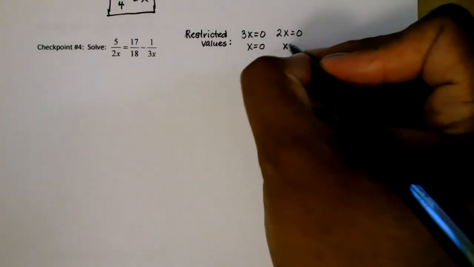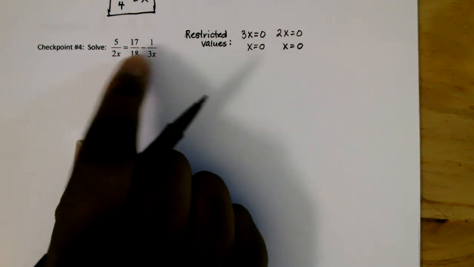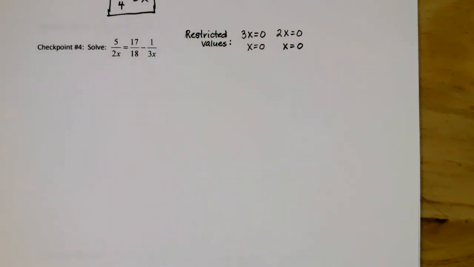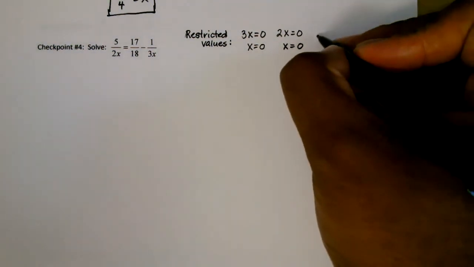Well, since 3x is equal to 0, I already know x has to be equal to 0. And for 2x equal to 0, that means also x is equal to 0. Because you have to think of what number times the given number in front would give you 0. And obviously it has to be 0. So the only restricted value I have here is x is equal to 0. That's the value that would make this denominator and that denominator 0. Now next I will just find the LCD of 2x, 18, and 3x.